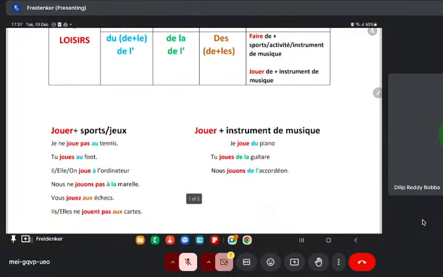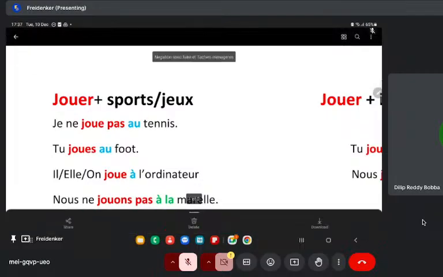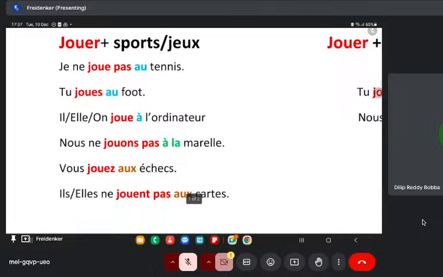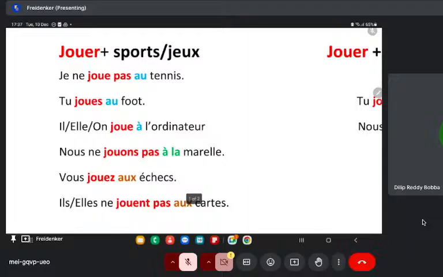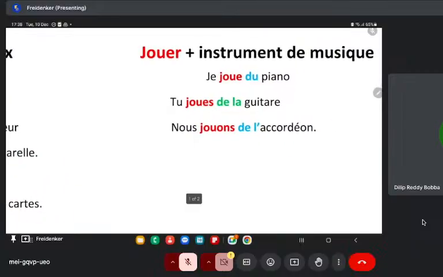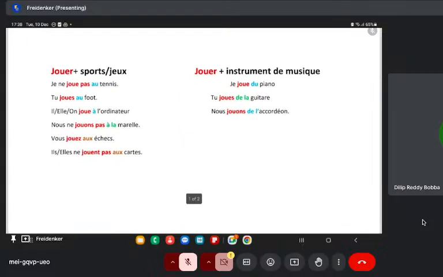What is happening here? If I say I play tennis, it's simply going to be je joue au tennis. If it's negative, then simply add ne pas. Same story for everything else, just add ne pas. Nothing is going to change. This is for jouer and à. If you're talking about instruments, it is jouer and de, no? So jouer de. The negative is going to affect this. Let's see how it's going to affect.